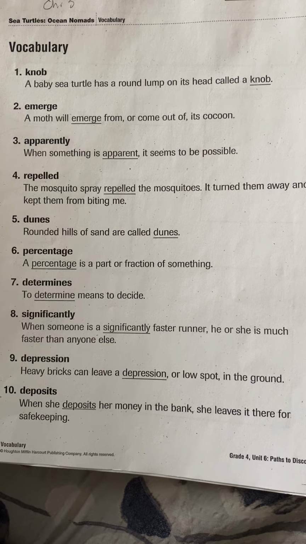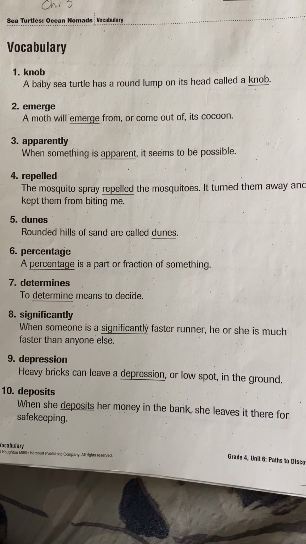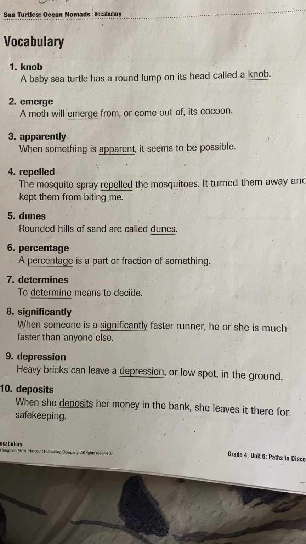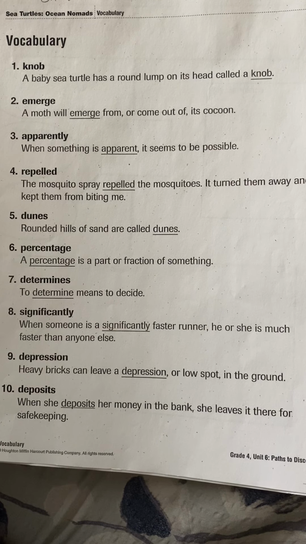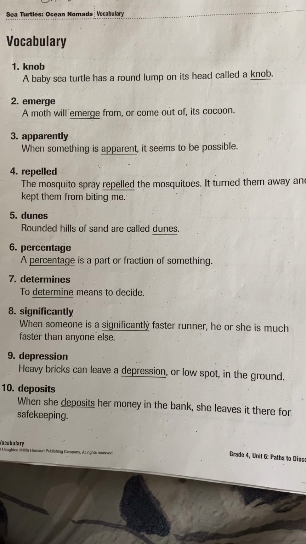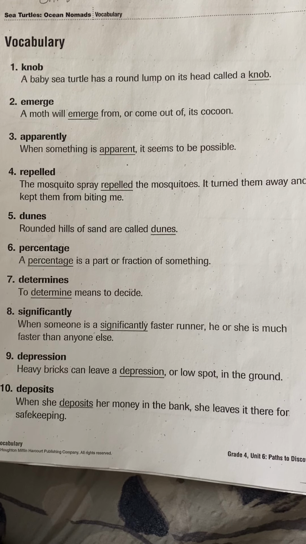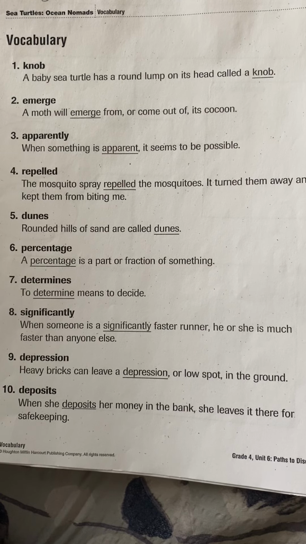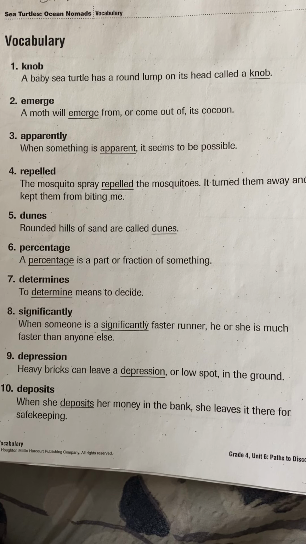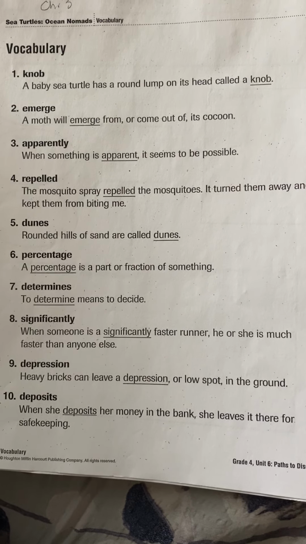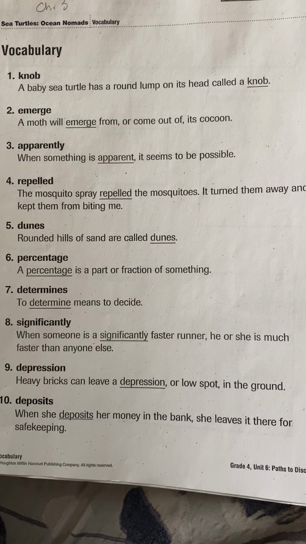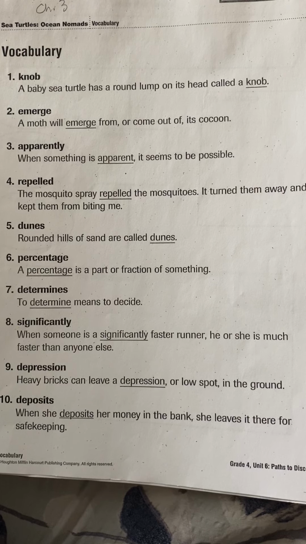Number 7, determines. To determine means to decide. Number 8, significantly. When someone is a significantly faster runner, he or she is much faster than anyone else. Number 9, depression. Heavy bricks can leave a depression, or low spot, in the ground. And number 10, deposits. When she deposits her money in the bank, she leaves it there for safekeeping.